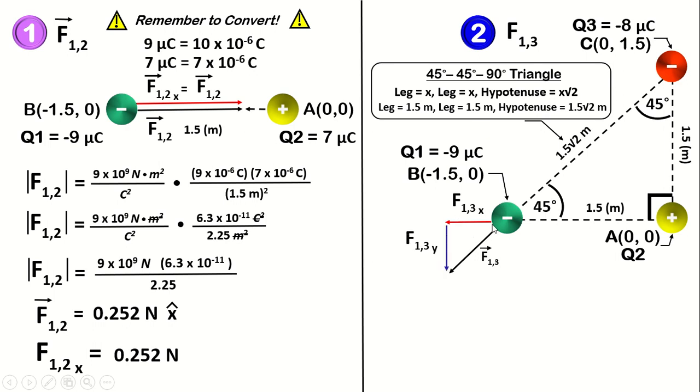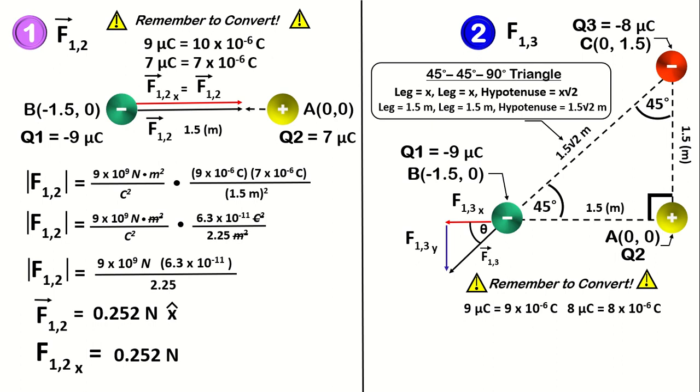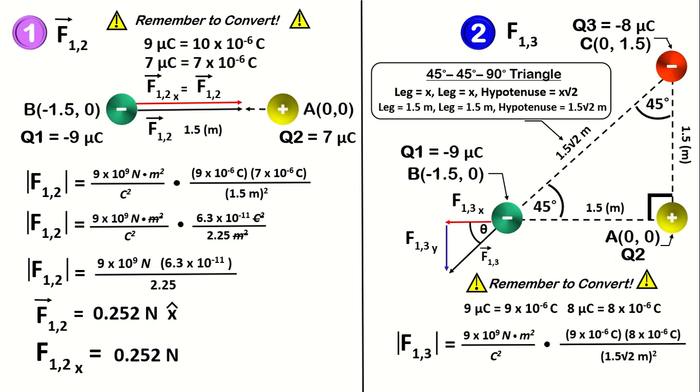So we can just find the x and y components. Here's the red arrow, which represents the x component, and the blue arrow, which represents the y component of the force. Let's remember to convert 9 microcoulombs equals 9 times 10 to the minus 6 coulombs, and 8 microcoulombs equals 8 times 10 to the minus 6 coulombs. Plugging these values in, the magnitude of the force on charge 1 due to the presence of charge 3 is equal to 9 times 10 to the 9 newton meters squared per coulomb squared, times 9 times 10 to the minus 6 coulombs times 8 times 10 to the minus 6 coulombs, all divided by 1.5 times square root of 2 meters, squared.